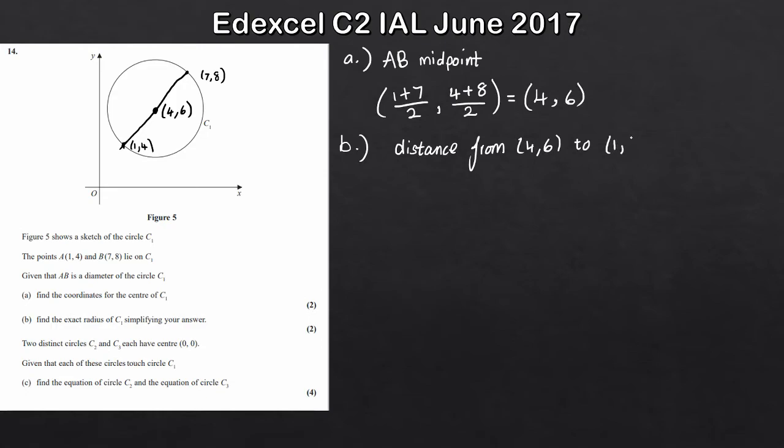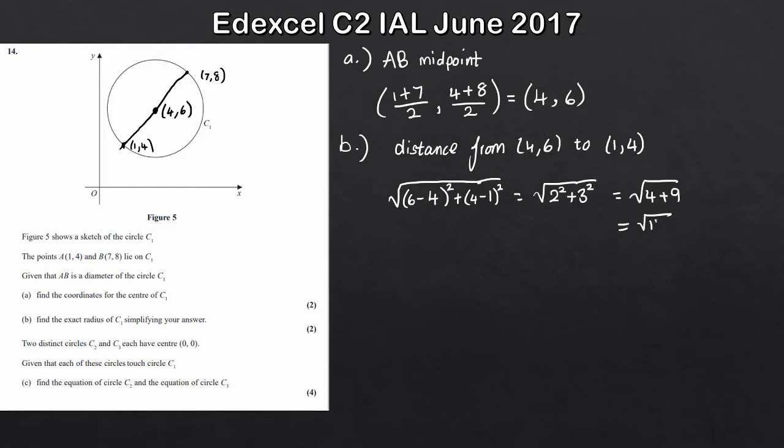to 1, 4. So this will be the square root of 6 minus 4 all squared plus 4 minus 1 all squared. If we work this out, that's going to give us the square root of 2 squared plus 3 squared. That's the square root of 4 plus 9. It's going to be equal to the square root of 13. And that's simply our radius there.